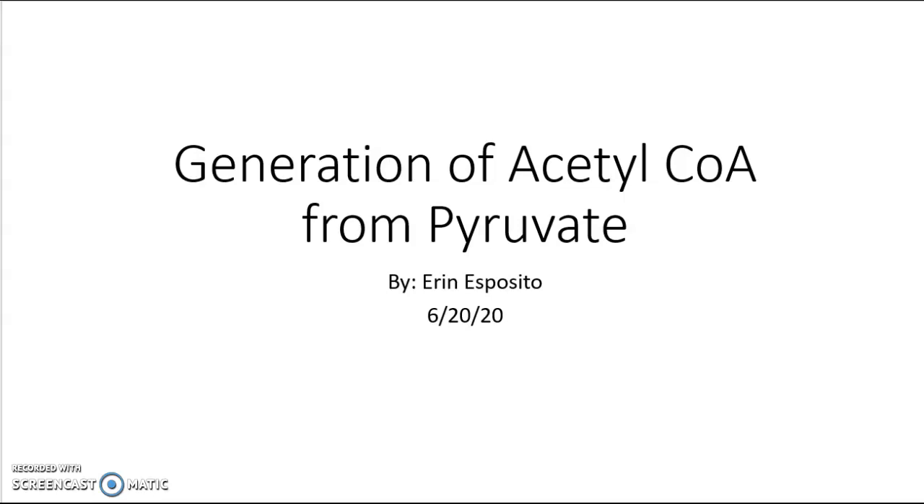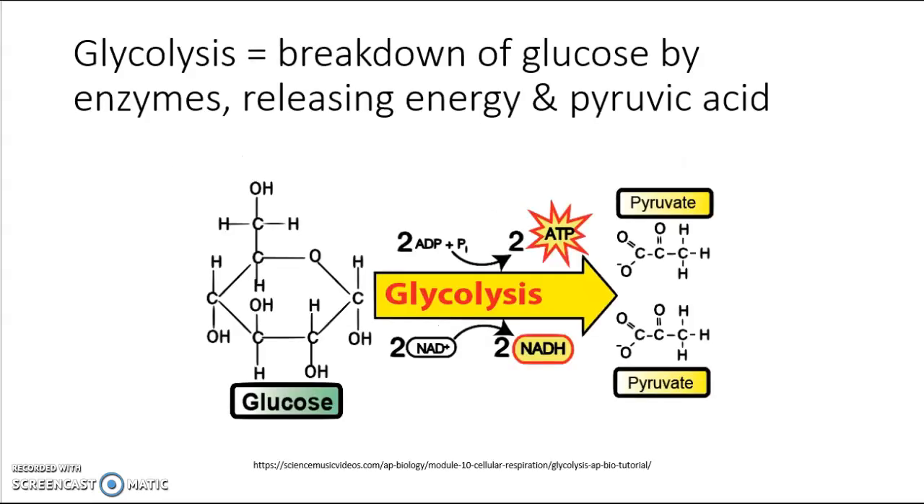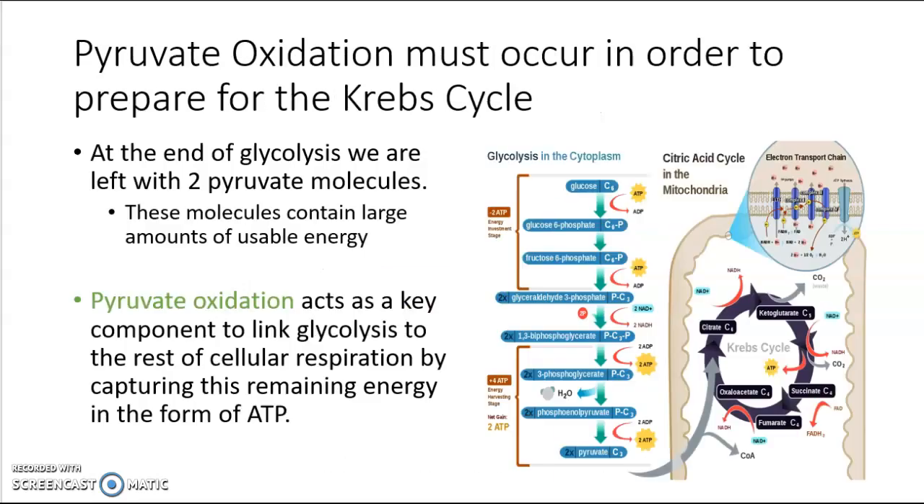For this assignment, we are asked to identify each step that is involved in generating acetyl CoA from pyruvate. Glycolysis is the breakdown of glucose by enzymes in which energy and pyruvic acid are released. Pyruvate oxidation must occur in order to prepare for the Krebs cycle.